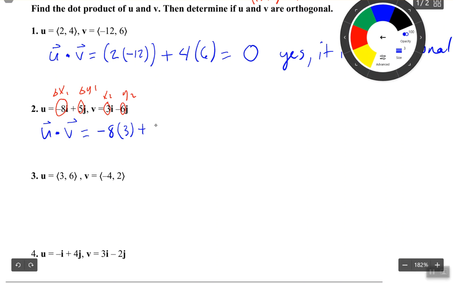Plus what's the y for u? And the y for v? -6. And that is going to give me negative 24 plus, no, it's minus 30. Is that 0? No. No. 30 was plus 5. Because it's plus and minus. It's plus times a negative. So that's negative 54. Oops, I can't write.